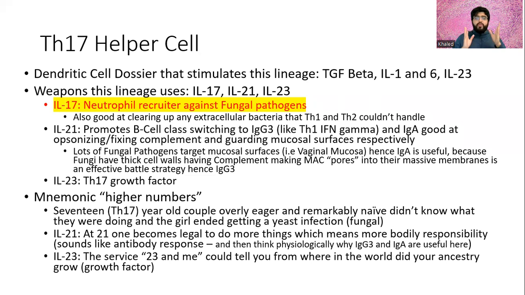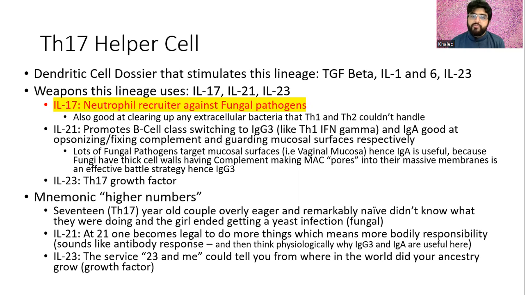Anyways, so what's the point of IL-17? It's also going to do some bacterial function, a shared trait with Th1, but it's also the mainstay of fungal infection. And so IL-17 is going to do neutrophilic recruitment, okay? And also IL-21. The way I also remember is Th17: you had Th1 and Th2, and those are small numbers, and then you jump to Th17, that's a big number. So the interleukins for this one tend to be bigger numbers too: 17, 21, 23.